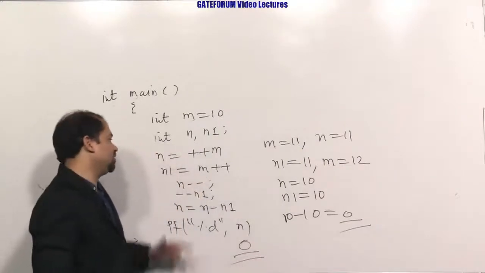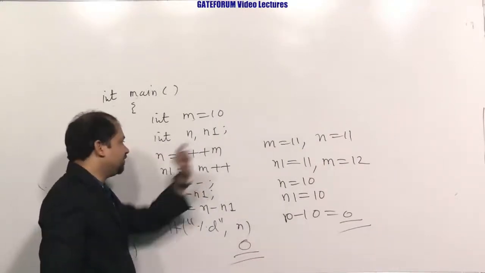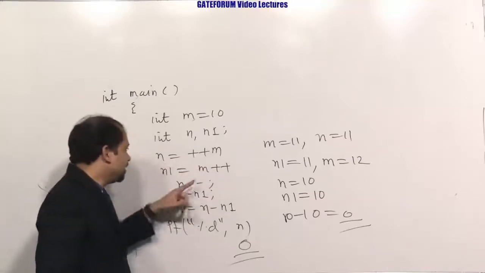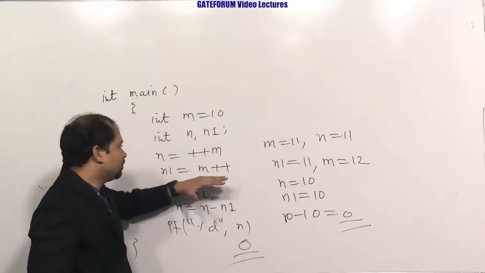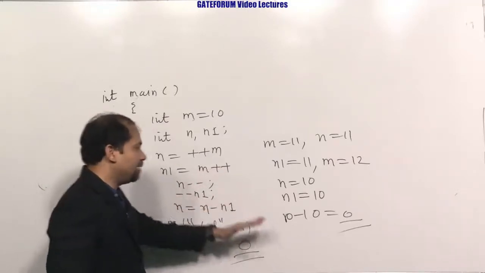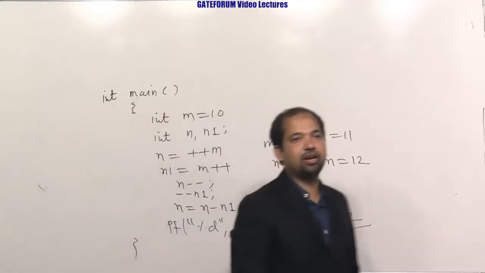So this is a very easy question, we just have to follow the steps. The difference is that pre-increment means we first increment and then assign. Here it's a post increment, so first assign and then do the increment. So with this we have got the answer as 0. This is the end of the question.